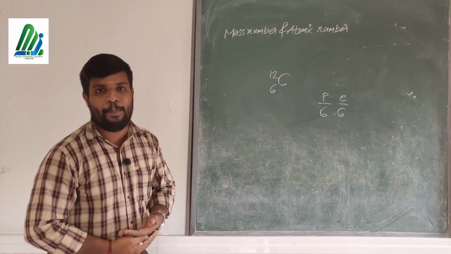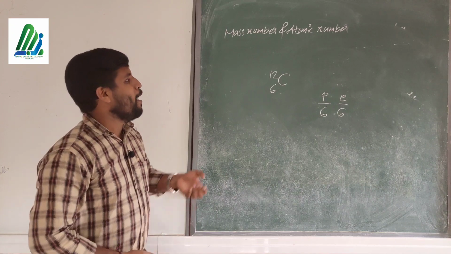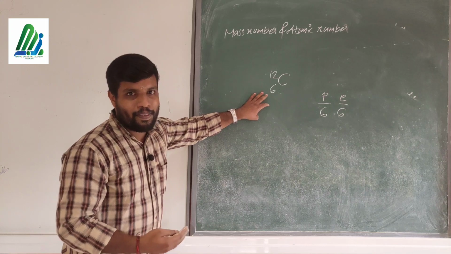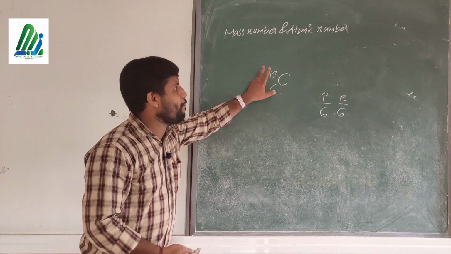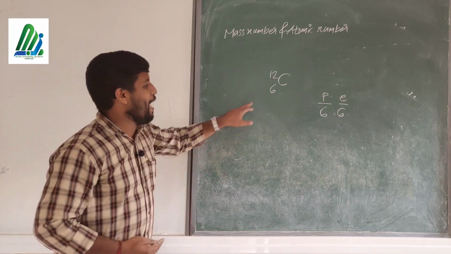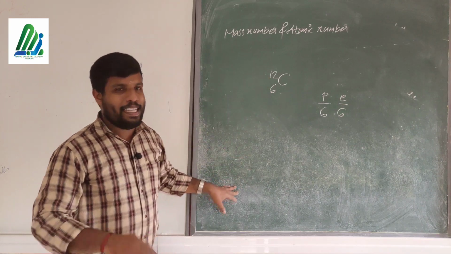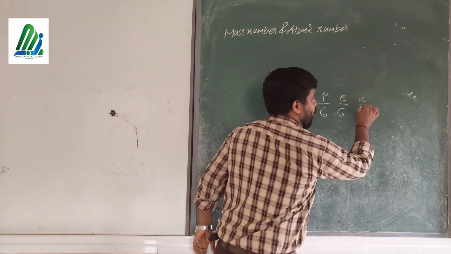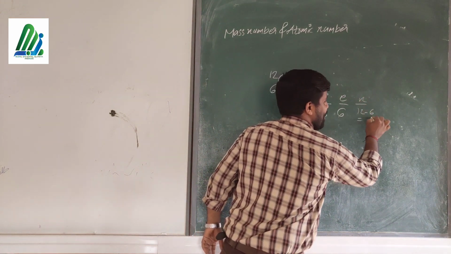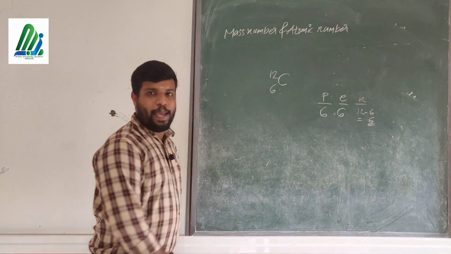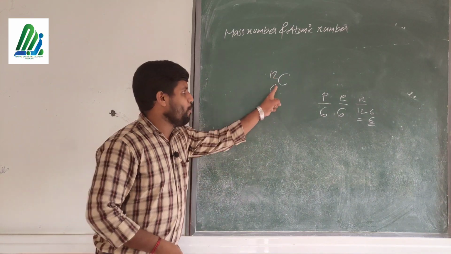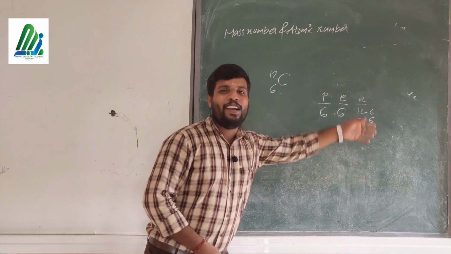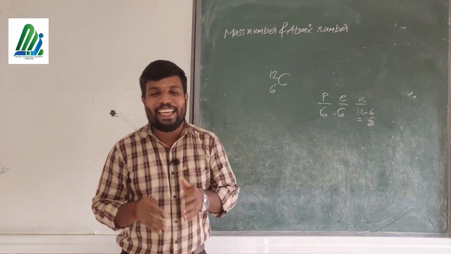Now we have studied how to calculate the number of neutrons in an atom. The number of neutrons in an atom is calculated by subtracting the atomic number from the mass number, that is, mass number minus atomic number. So the number of neutrons is equal to 12 minus 6, which is 6. Could you get the idea? If you know these two values, we can easily find the number of protons, electrons and neutrons in an atom.